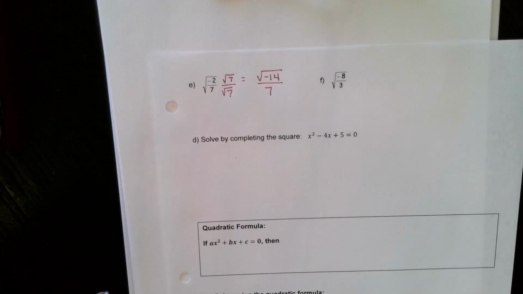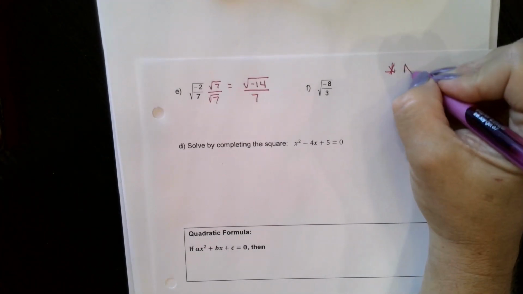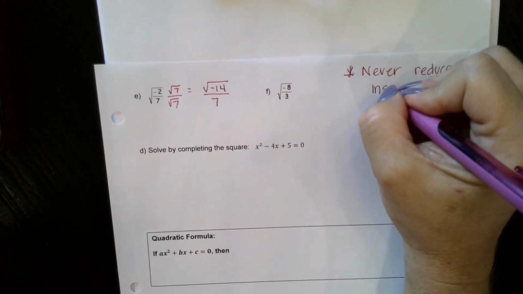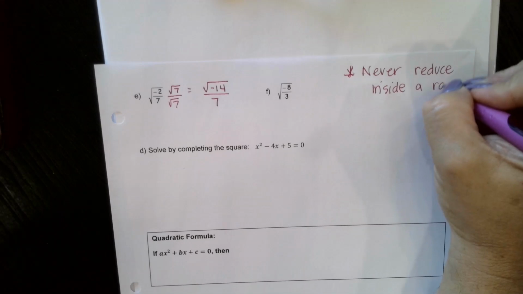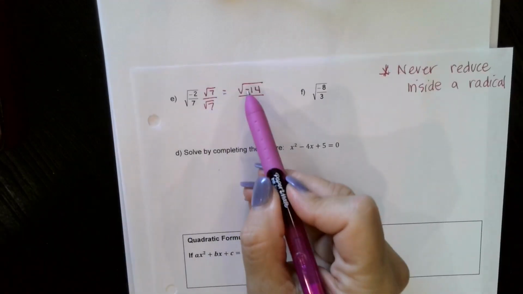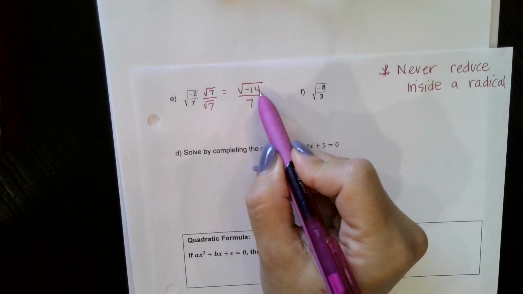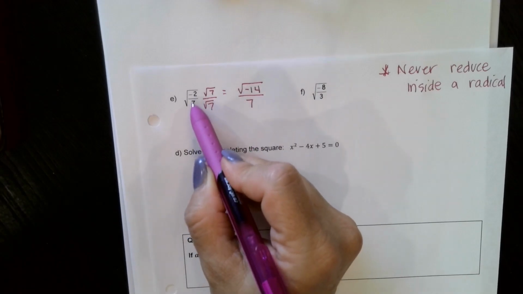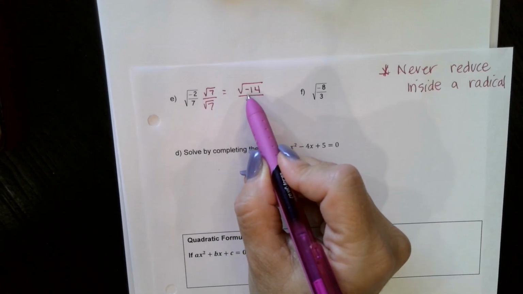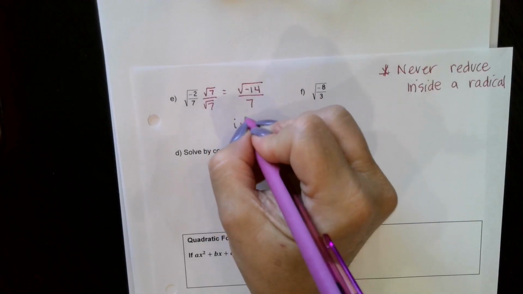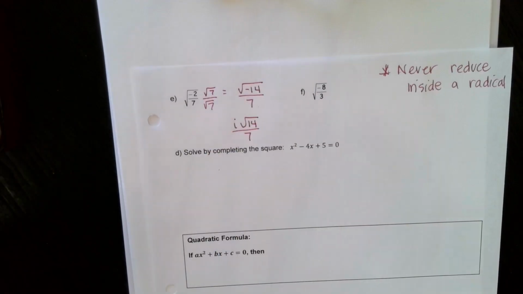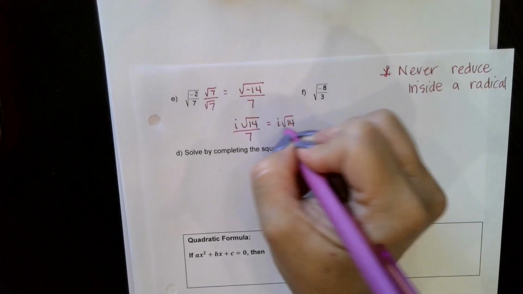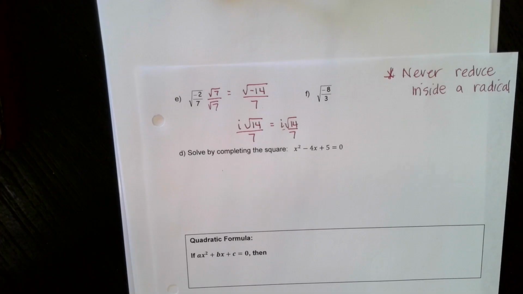Okay, now we can never, never, never, in fact, I'm going to put this over here, never reduce inside a radical. We're going to never reduce inside a radical. So even though I can pull a 7 out, this is not underneath the radical. If they were both, like over here, I could reduce, but I can't now. So the only thing I can do is pull out this negative. So I end up with i square root of 14 over 7. Now I can write it like this, the whole thing over 7, or I can just say i square root of 14 over 7. Either way, it doesn't matter, okay?